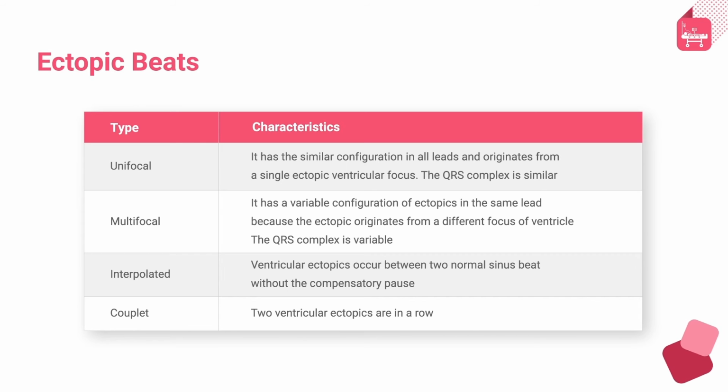Multifocal: it has a variable configuration of ectopics in the same lead because the ectopic originates from a different focus of the ventricle. The QRS complex is variable. Interpolated: ventricular ectopics occur between 2 normal sinus beats without the compensatory pause. Couplet: 2 ventricular ectopics are in a row.